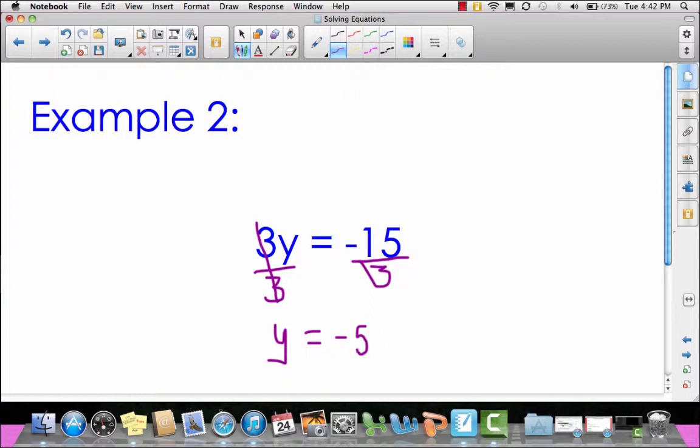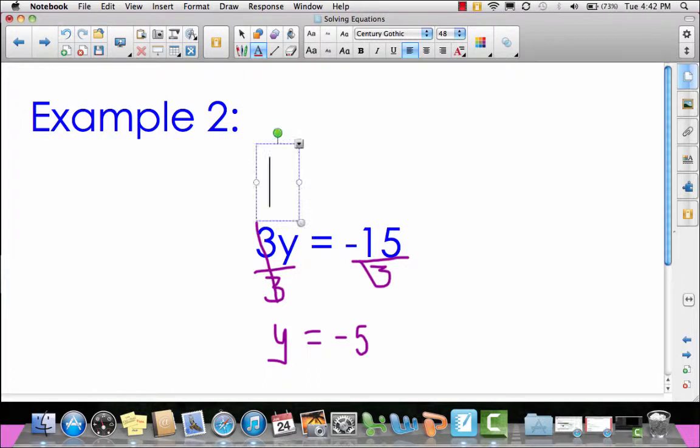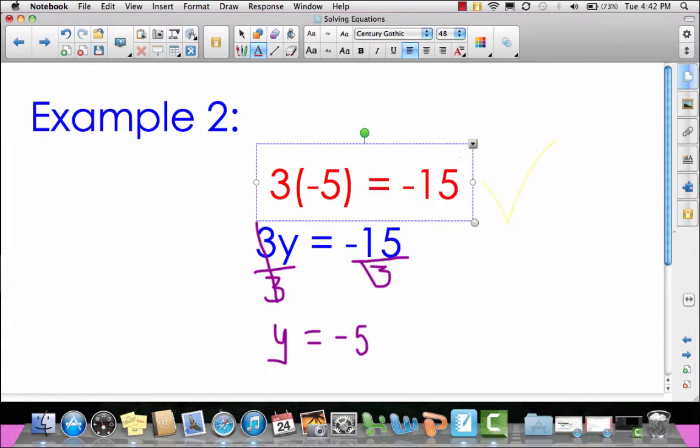And again, I can check my work. If I take my solution, y equals negative 5, and I sub it back into the original equation, it would look something like this. 3 times negative 5 equals negative 15. Well, 3 times 5 is 15. They have different signs. My answer is negative. So I know that I got that problem correct.